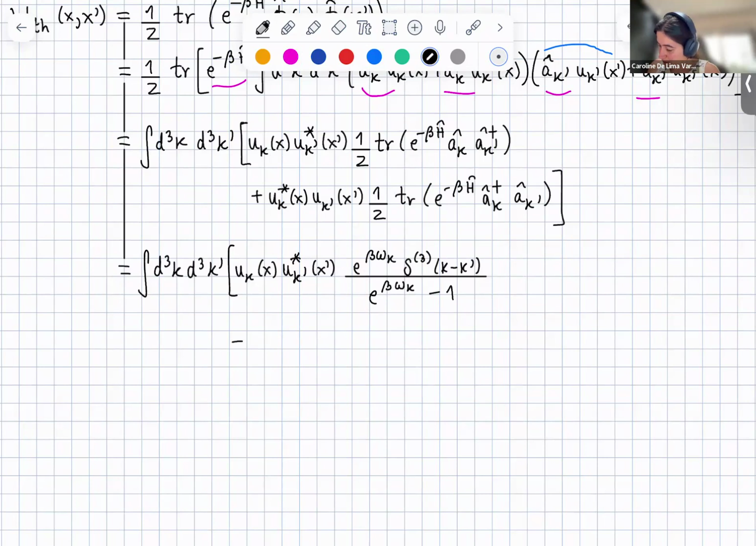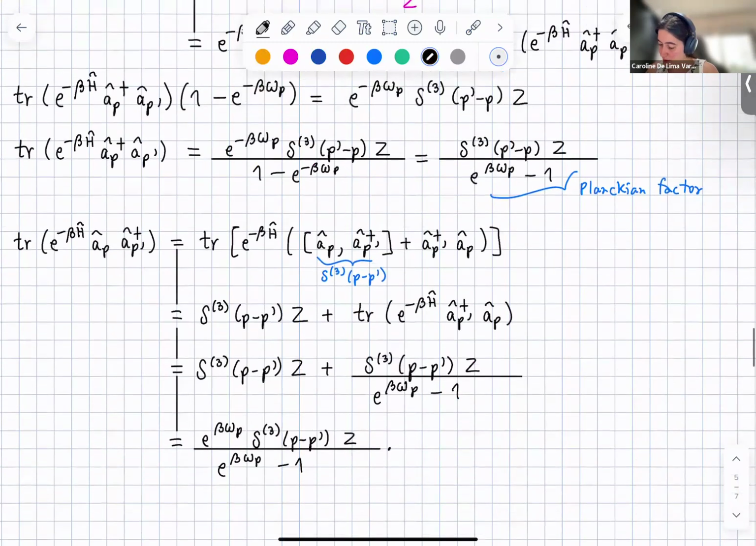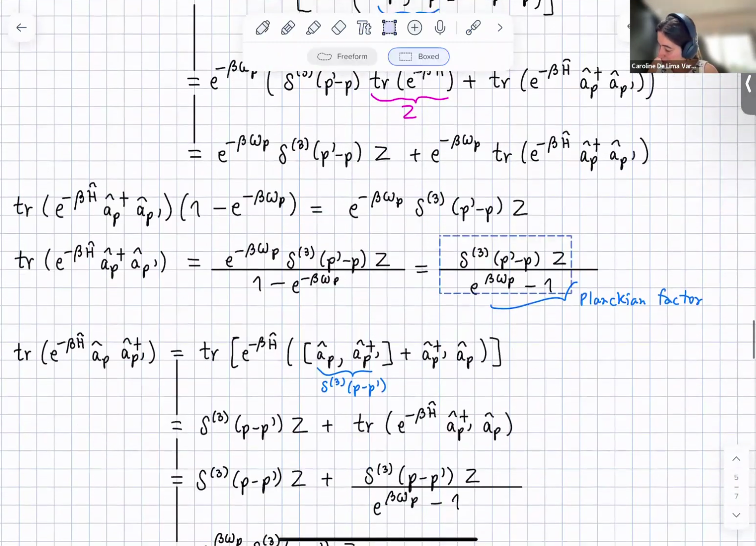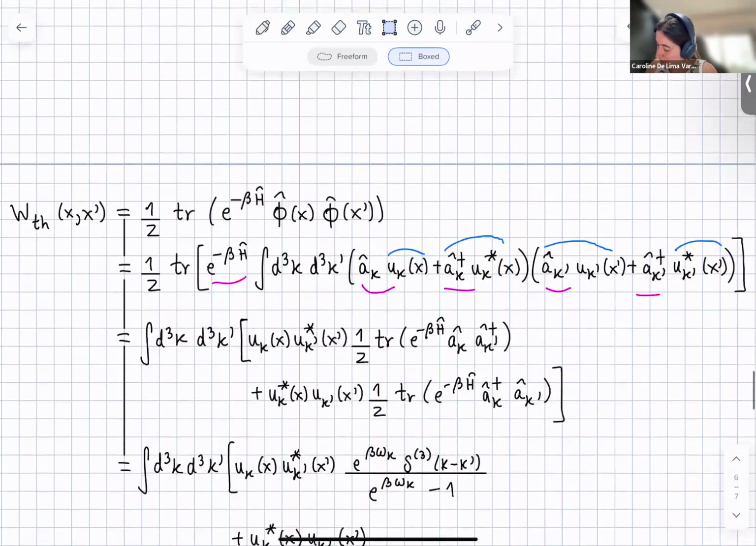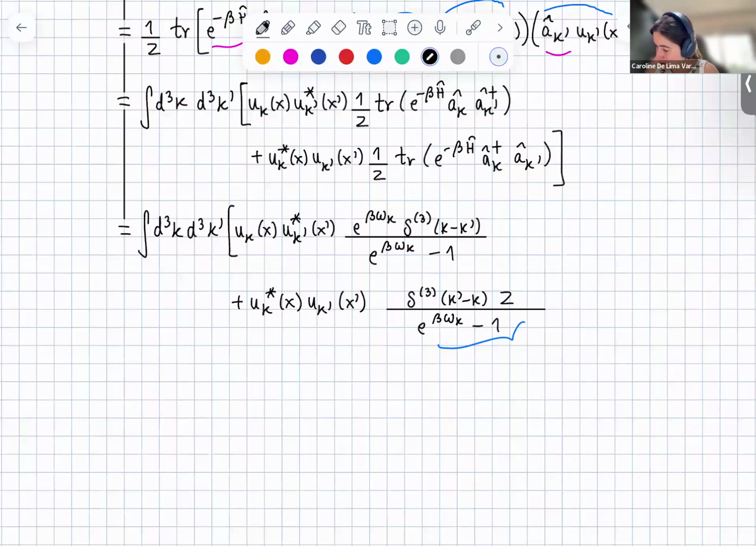Now the other term is going to be u_k star of x, u_k' of x prime times, again, the Z that is here is going to cancel with the Z in the numerator. So what we have, let's see, for the creation and then annihilation. Creation and then annihilation was this. And again, we need to change P for K. And then get rid of Z.